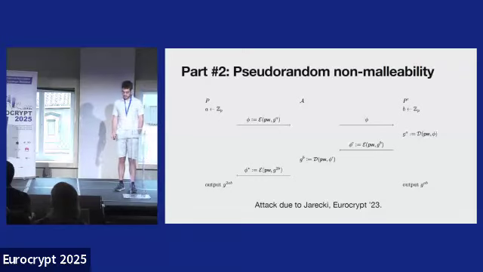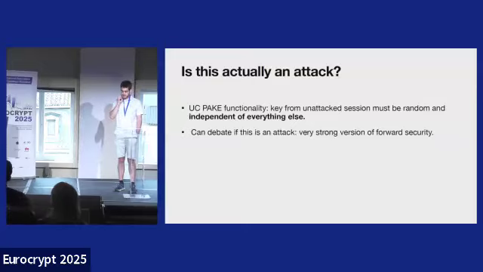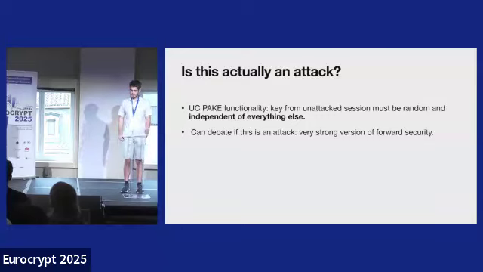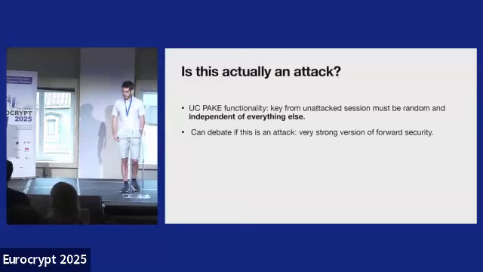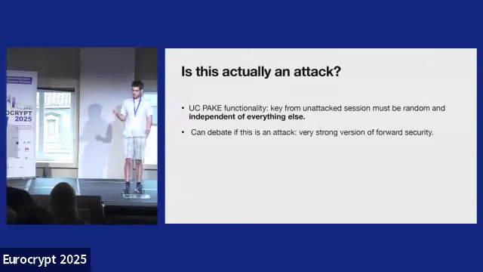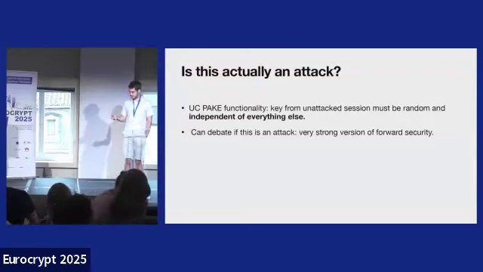Now, okay, there's kind of a question here. Is this actually an attack? Is this something that matters in practice? I will leave this to people whose expertise this is more than mine, because this is not something, for example, that counts as an attack in the game-based model. But what I will say is UC-PAKE really requires that if you have a key that was derived from an unattacked session, not only must this obviously be a random high entropy key, but it has to be independent of everything else. Even if the adversary compromises everything else that happened subsequently, this key must be safe.